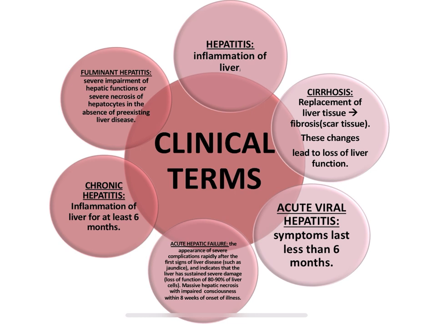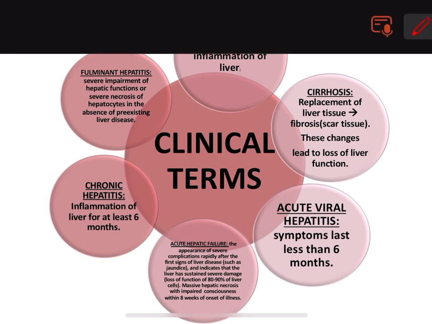There are certain clinical terms given here which you need to be aware of before getting into the topic. You need to know what these terms are. Hepatitis. What do you mean by hepatitis? We've discussed it. Hepatitis is inflammation of the liver. Then the inflammation of the liver can be acute viral hepatitis or chronic viral hepatitis.